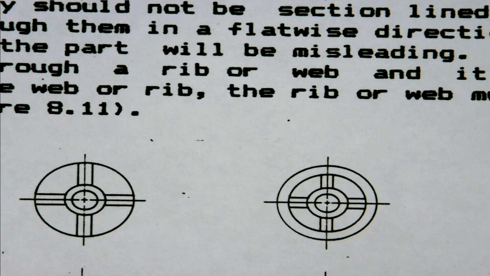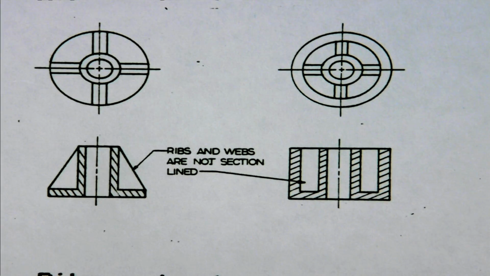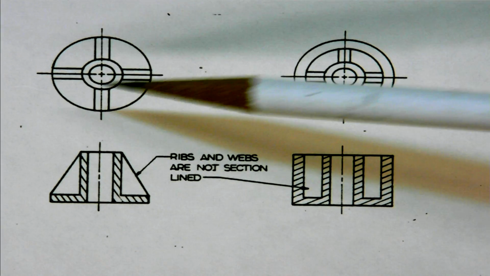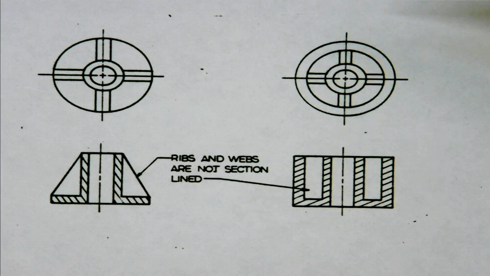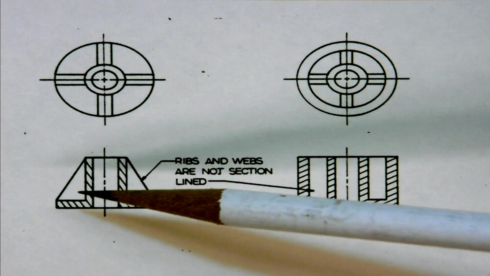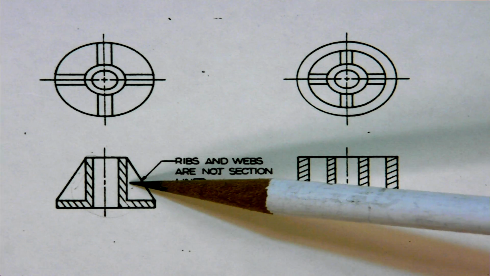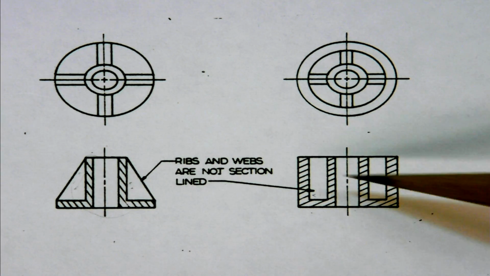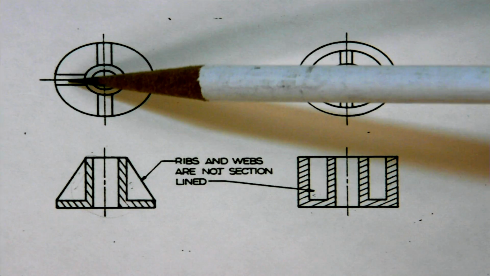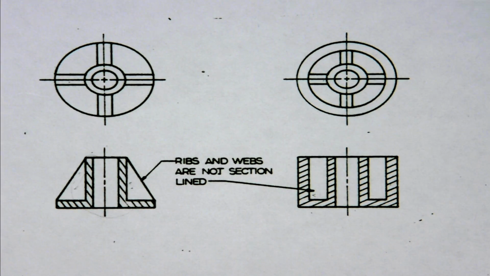You want to refer to these ribs and sections, or ribs and webs in here. Ribs and these webs in here are not cross-hatched. It would make this thing look like it's conical if there was cross-hatching here and here, to make this thing look solid. So things that are thin, such as these, are not cross-hatched.